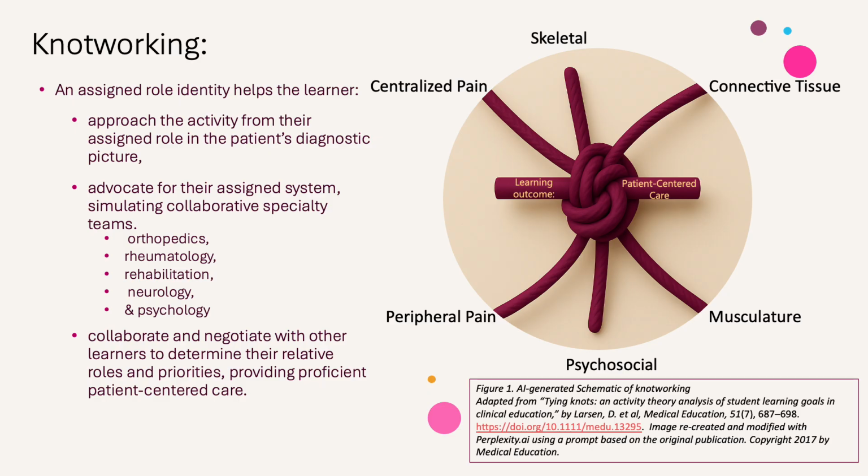Learners collaborate and negotiate with other learners in a peer mentorship model to determine their relative roles and priorities, developing a multifaceted care plan, providing proficient patient-centered care. I did want to mention that this diagram was adapted using an AI schematic that used the diagram taken from the article by Larson et al., published in 2017.